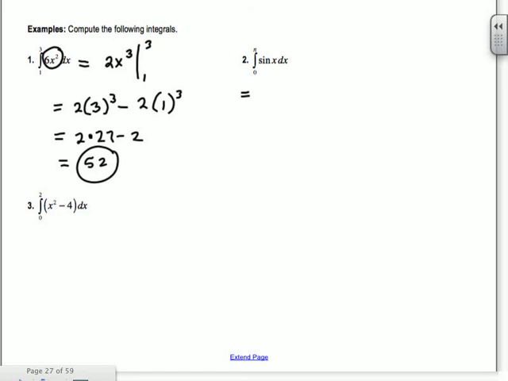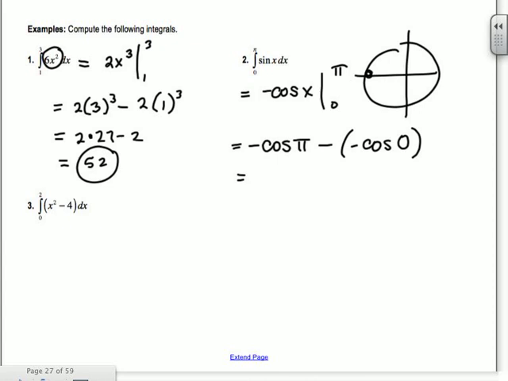Okay, next one, sine. What do I take the derivative of in order to get sine? Negative cosine. So I'm going from 0 to pi, so I plug in pi first, then subtract out plugging in 0. Think about your unit circle. Cosine of pi is negative 1. So I have negative 1, plus, what's cosine of 0? 1. So 1 plus 1 is 2. So 2 is your answer.